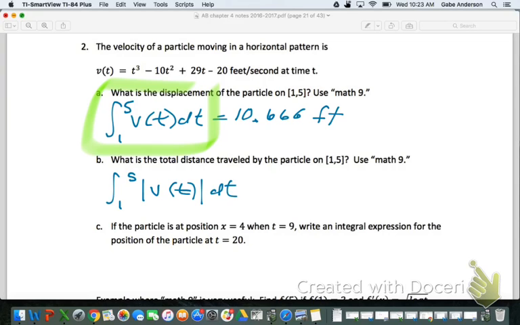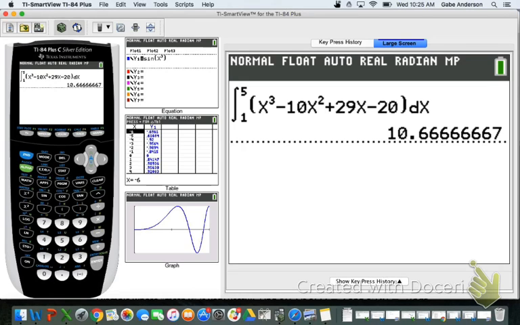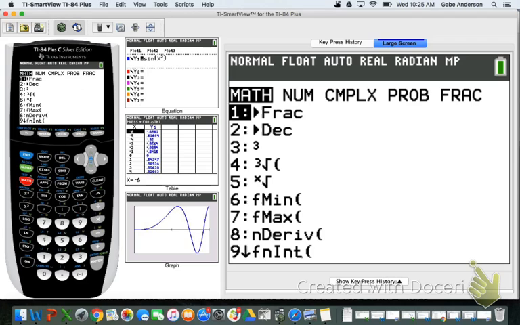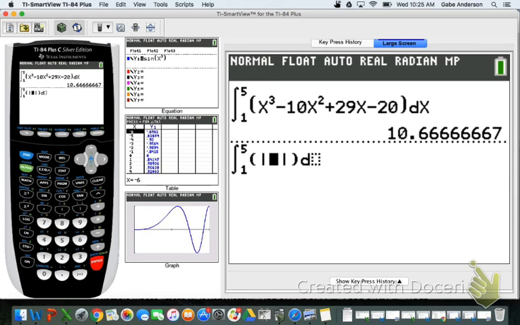So the way you do this would be to go back to the calculator, and we just go math 9, and we go integral from 1 to 5, just like before. And then where you find absolute value is you go math, and it is num. Yeah, math number, I think it is. The first option is abs, that's absolute value, so you select that option, and it automatically gives you the little absolute value bars. And then you put in what you had before, so x to the third minus 10x squared, so on and so forth.